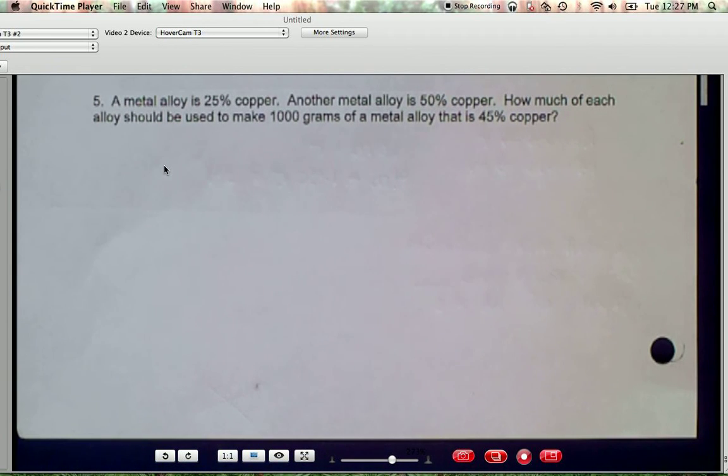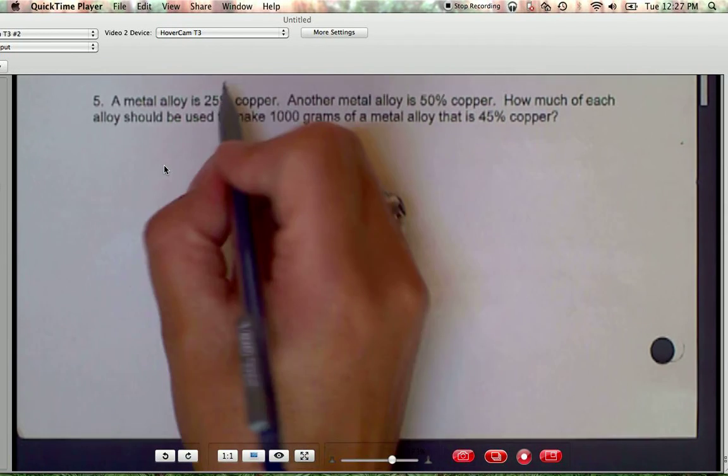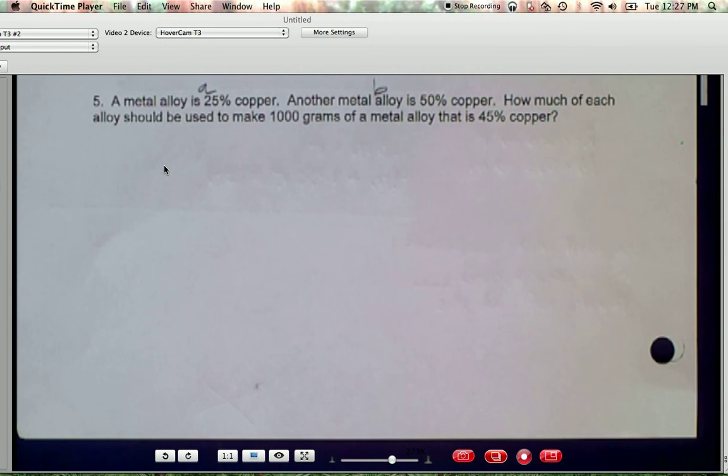This should sound slightly familiar. We did mixture problems just like this, and we had to make a whole chart and come up with the equation. Now there is an easier way now that we know how to solve equations with two variables, and let me show you how. So we have two metal alloys. Let's just call them alloy A and alloy B. We'll stop here for a second and move on in a little bit.